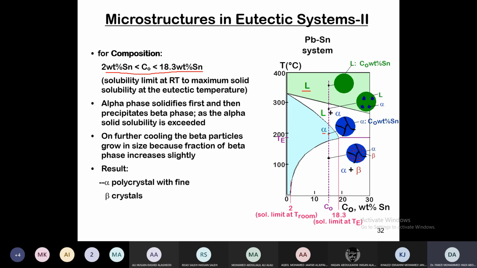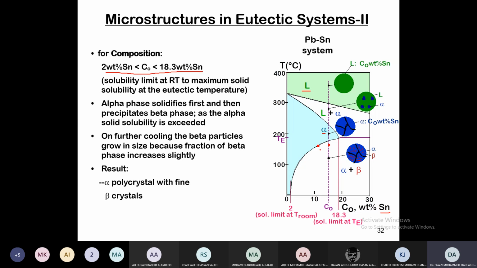The solubility, if you remember, what's the solubility limit? It's the maximum amount. For example, the alpha solid solution is the mother material, which is lead, and the tin is the solute, basically. So the lead can accommodate tin up to that much at that temperature, and up to that much at this temperature. But as you reduce the temperature, as you can see, if you are here, for example, now the solubility limit of the tin in lead is reduced to this value.